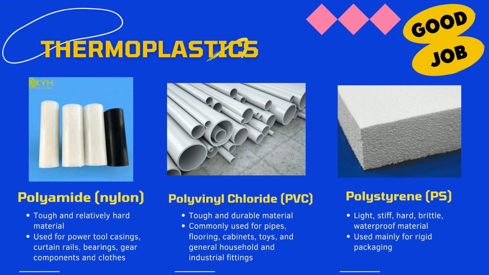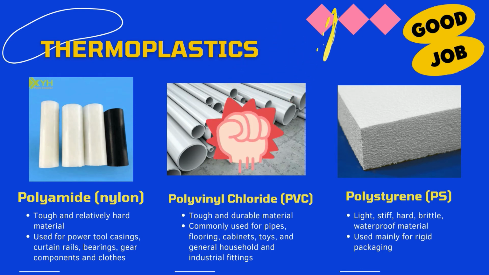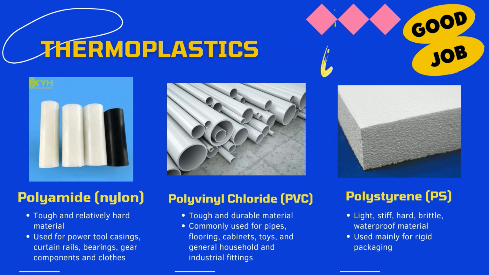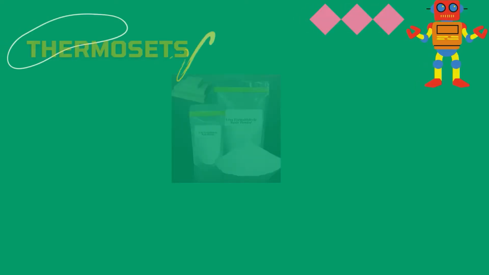There are different types of thermoplastics that are used in our daily life. For example, we have polyamide, which is also known as nylon. It is a tough and relatively hard material used for power tool casings, curtain rails, bearings, gear components, and clothes. We also have polyvinyl chloride, which is PVC. It is a tough and durable material that is commonly used for pipes, flooring, cabinets, toys, and general household and industrial fittings. Polystyrene, which is a waterproof material used mainly for rigid packaging, is also another type of thermoplastic.